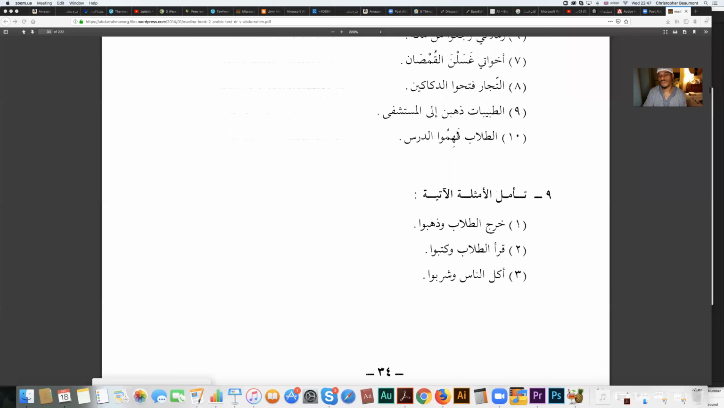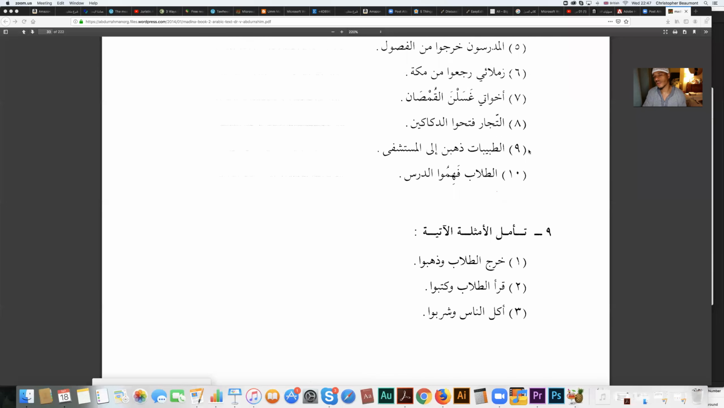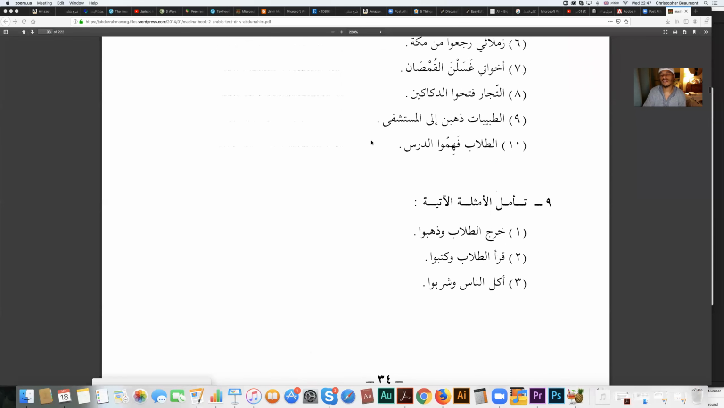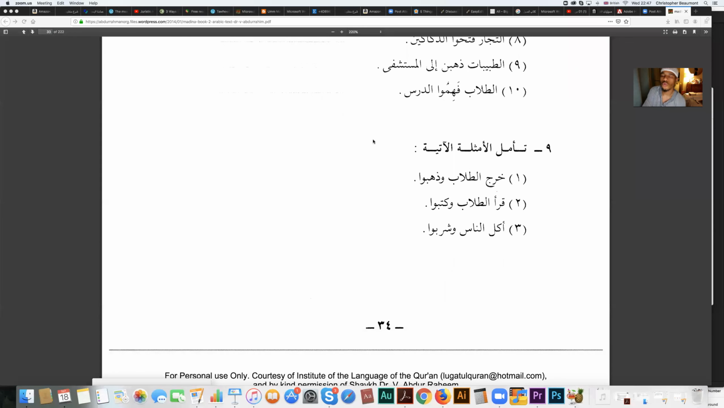It's very simple. Just identify where the verb is, put it at the beginning, and then write the rest of the sentences, making sure that you put all of the vowel sounds on the words, especially, guys, the last vowel sound of each word. Number 9 says تأمل الأمثلة الآتية. Ponder over the following examples.